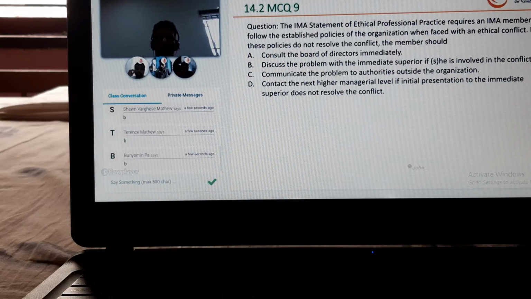Then, an IMA statement of ethical professional practice requires an IMA member to follow the established policies of the organization when faced with an ethical conflict. So that is the first thing he should do. If these policies do not resolve the conflict, what should the member do? He has various alternatives. Go through this and then give your answer in the class conversation.